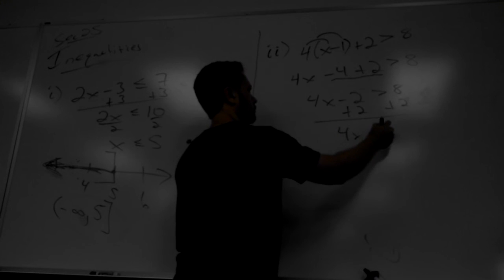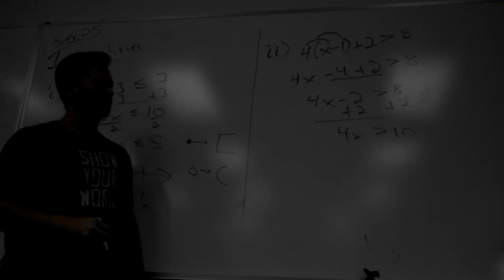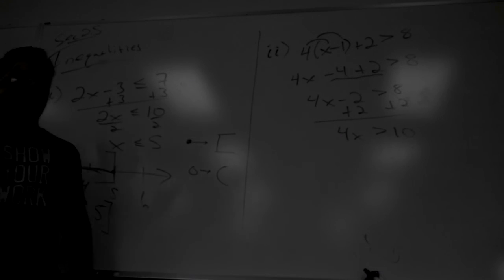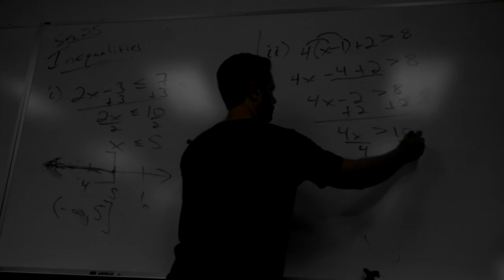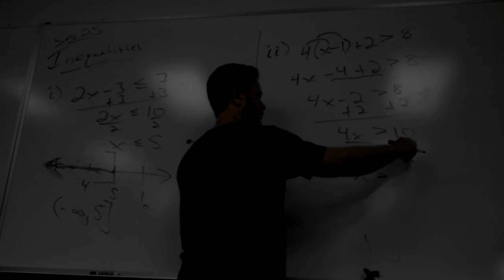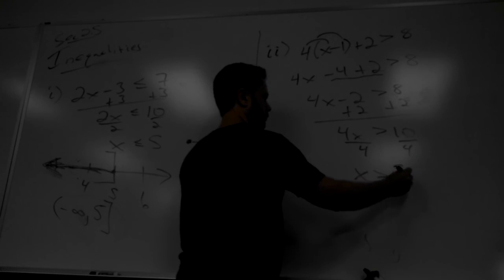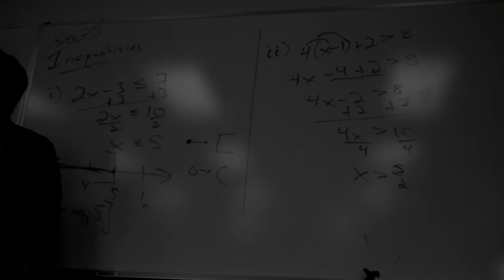4x is greater than 10. Divide by 4. Divide by 4. And what do you get when you reduce this? 5 halves. Cool. All right, let's stop there.